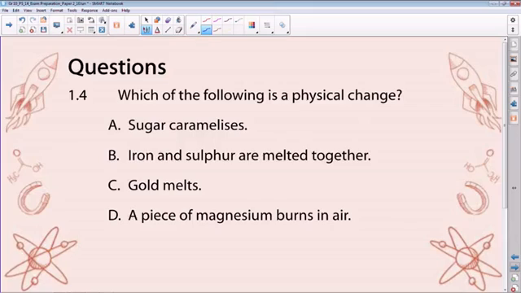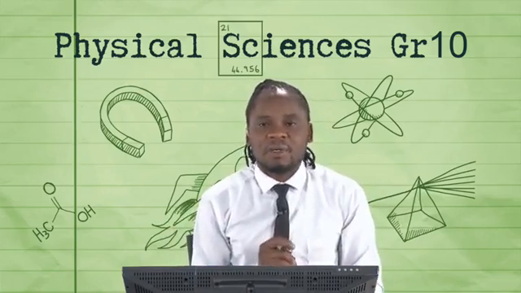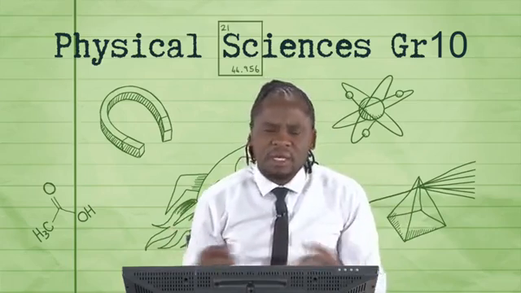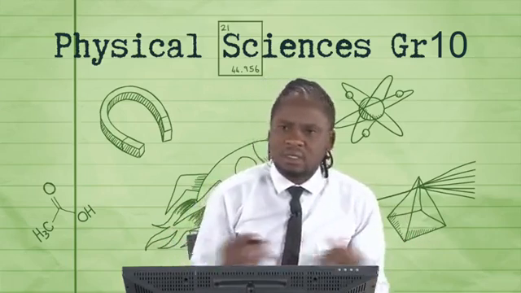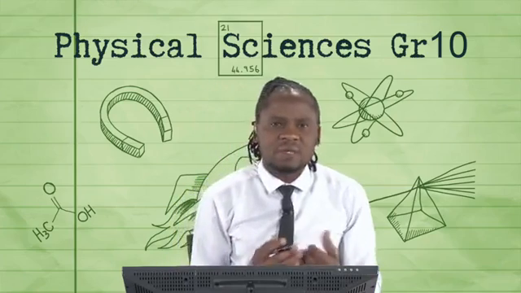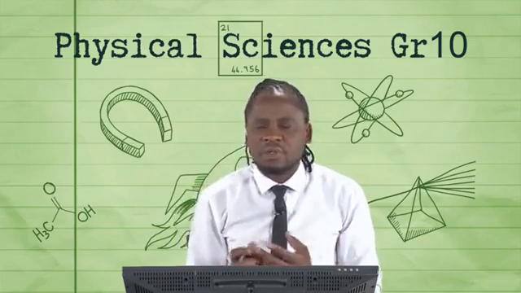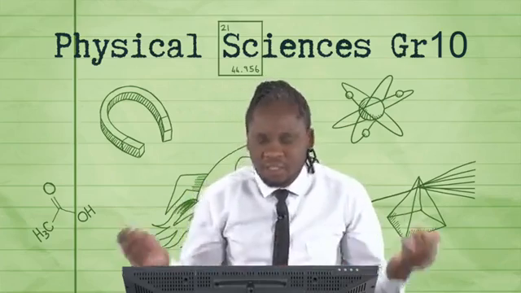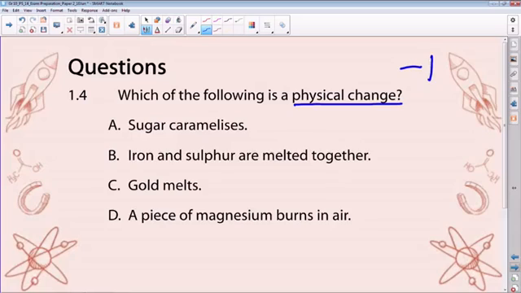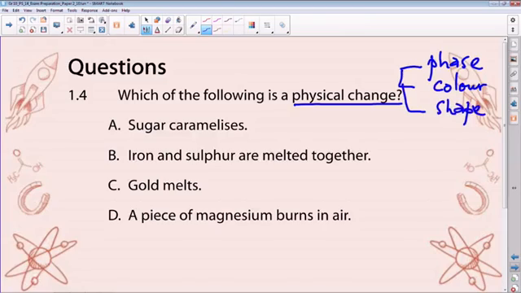Okay, now which of the following is a physical change? Then we need to remind ourselves what exactly a physical change is all about. In a physical change, the mass of the substances remains the same. It can have a color change, shape, or even state or phase. So a physical change can be a change of phase. It could be a color change. It could also be a change of shape of a material. So we would refer to this as a physical change.